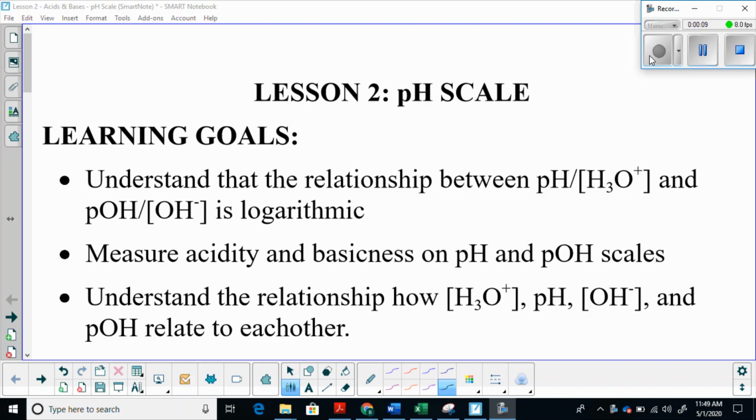The learning goals for today are to understand the relationship between pH and hydronium concentration, and that pOH and hydroxide concentration relationship is logarithmic. We're going to learn how to measure acidity and basicness, or basicity, on a pH and pOH scale. Understand the relationship of how hydronium, pH, hydroxide, and pOH relate to each other.